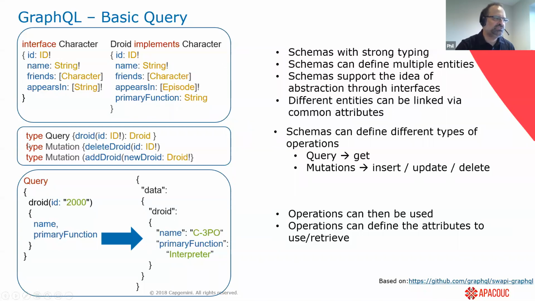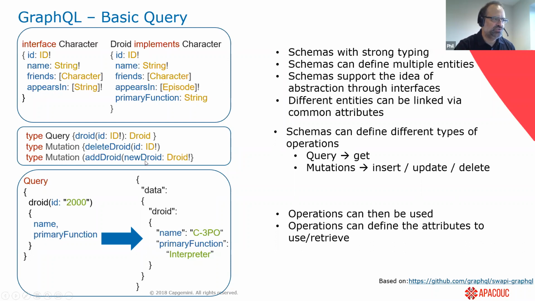Then what I do is I describe the operations that I'm going to support on that entity. So for example, I can query droid by passing an ID, and I'm going to get a droid back. A mutation is effectively the create, update, delete operations that can change the data. And here I've got a mutation that says delete, and here's the ID of the droid to delete.